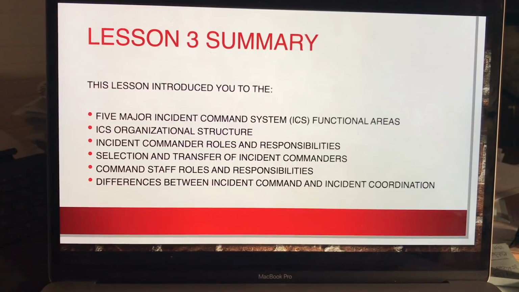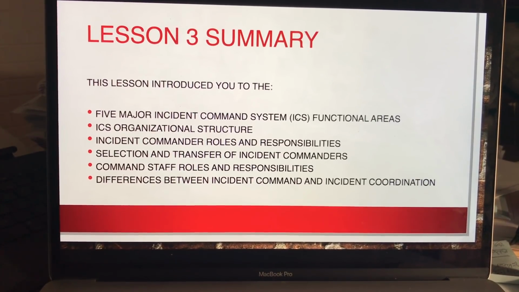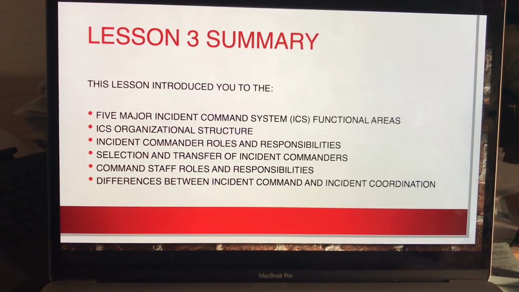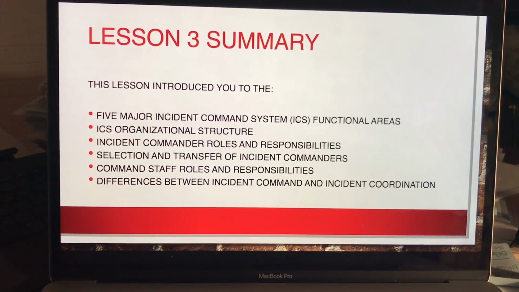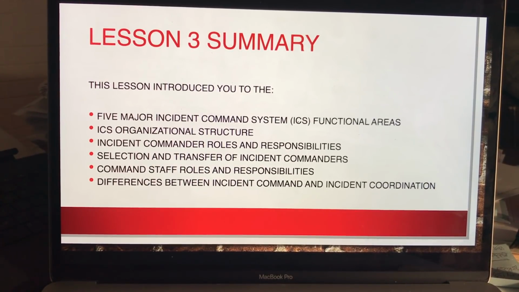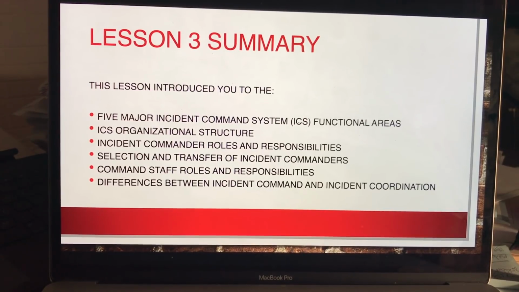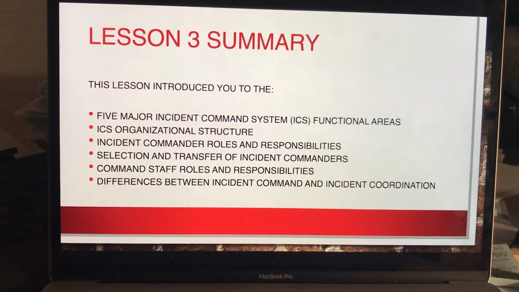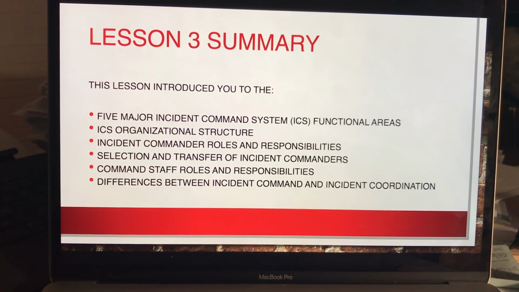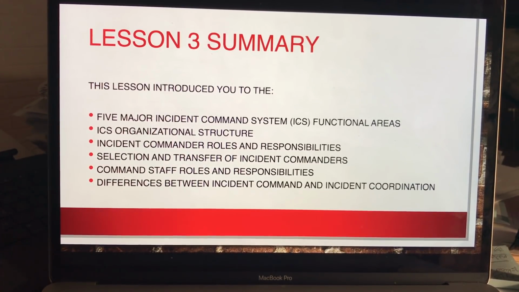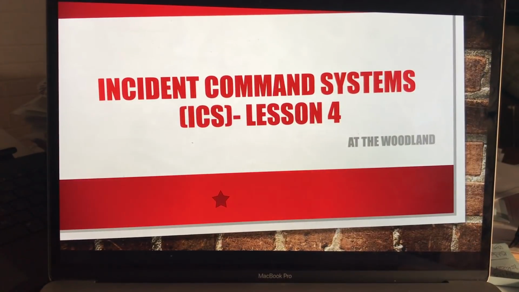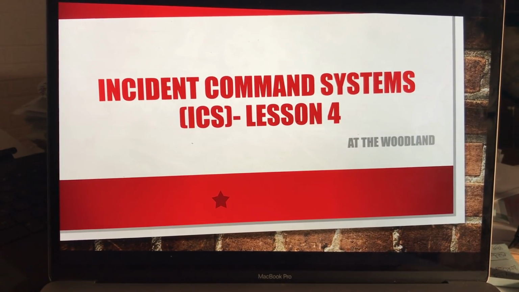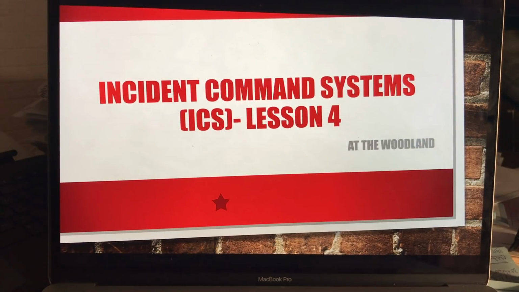Lesson 3 Summary. This lesson introduced you to 5 major Incident Command System functional areas: ICS organizational structure, incident commander roles and responsibilities, transfer of incident commanders, command staff roles and responsibilities, and differences between incident command and incident coordination. Incident Command Systems Lesson 4.